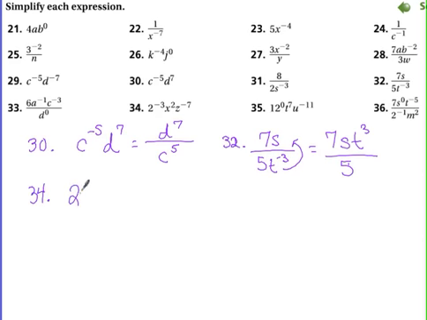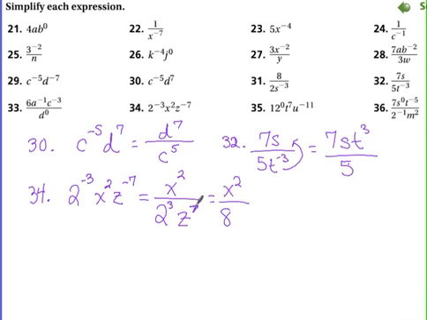34. Okay, so this has a negative exponent. This has a negative exponent. This one's going to stay up top. So this 2 to the negative 3 goes down here. X squared stays up top. This guy, negative exponent, is going to come down below. Now, let's clean this up. X squared, we have 2 times 2 times 2. 2 times 2 is 4. 4 times 2 is 8, so that turns into 8. Z to the 7.